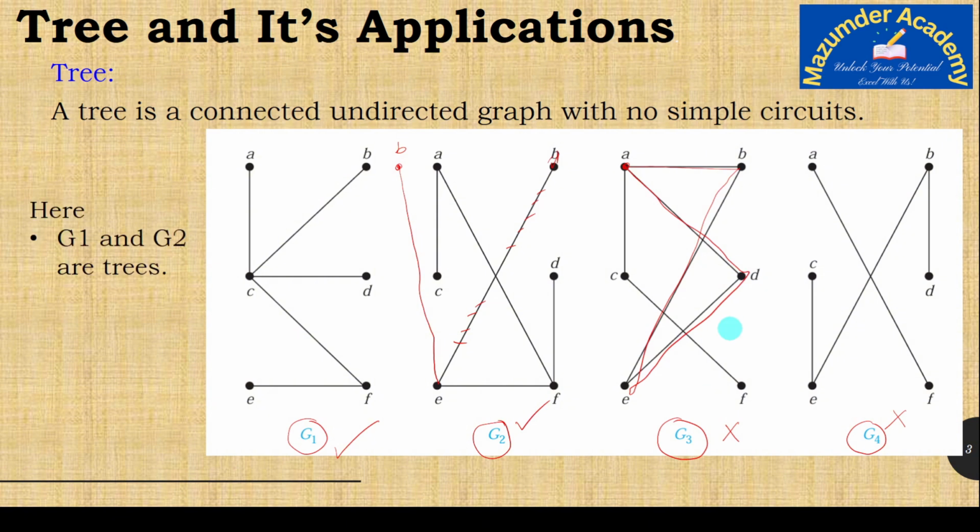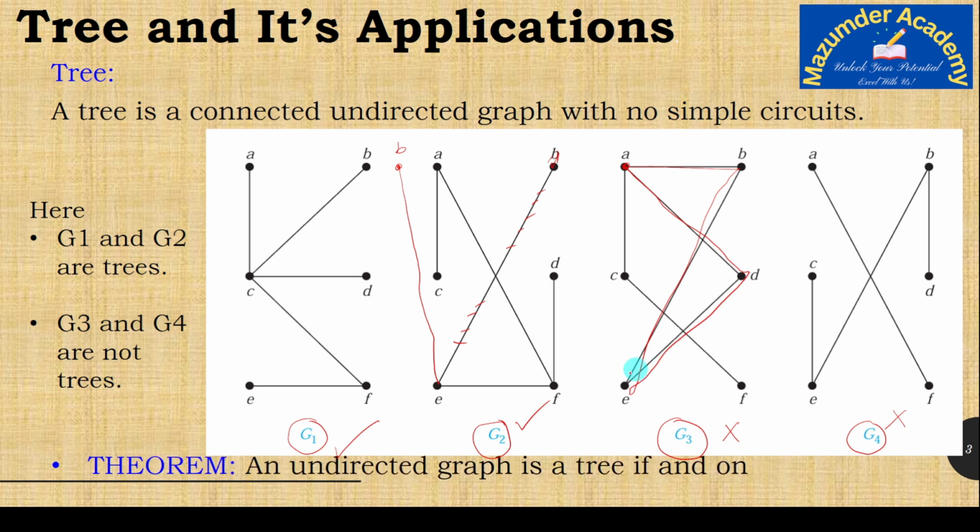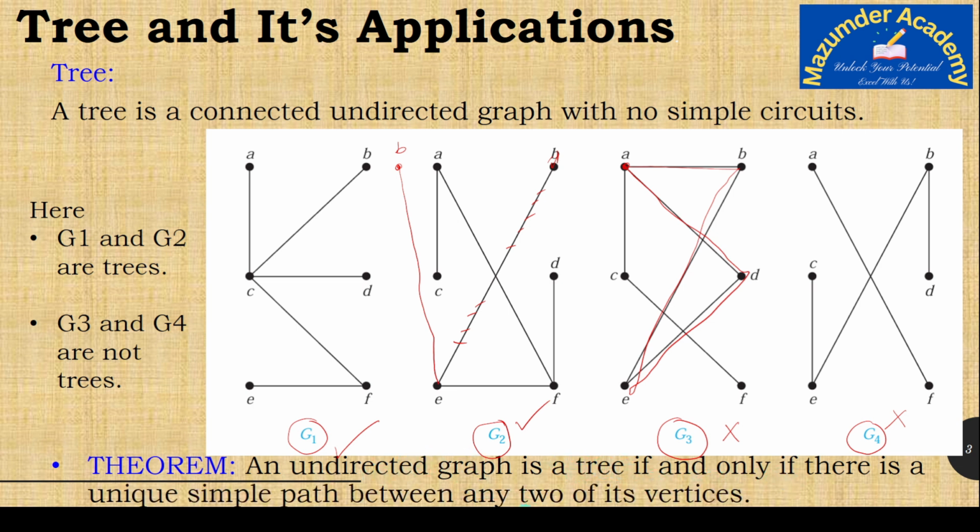G1 and G2 are trees. G3 and G4 are not trees. Next, there is a result or theorem, you can say. An undirected graph is a tree if and only if there exists a unique simple path between any two of its vertices. Already we understood with the example.